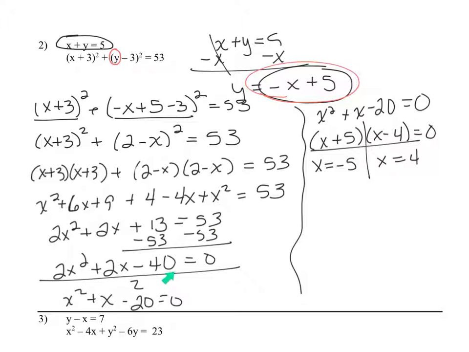You should get this. I divided or factored out a 2. I'm left with x squared plus x minus 20. And then said it's equal to 0, so I factor, t-chart, and I get my two x values. Just remember, even though you just did all that work, you're not done.